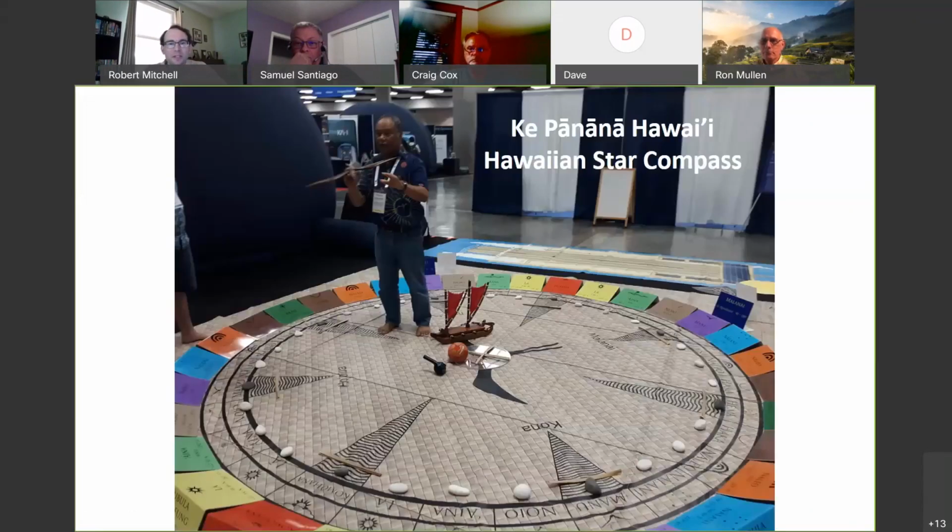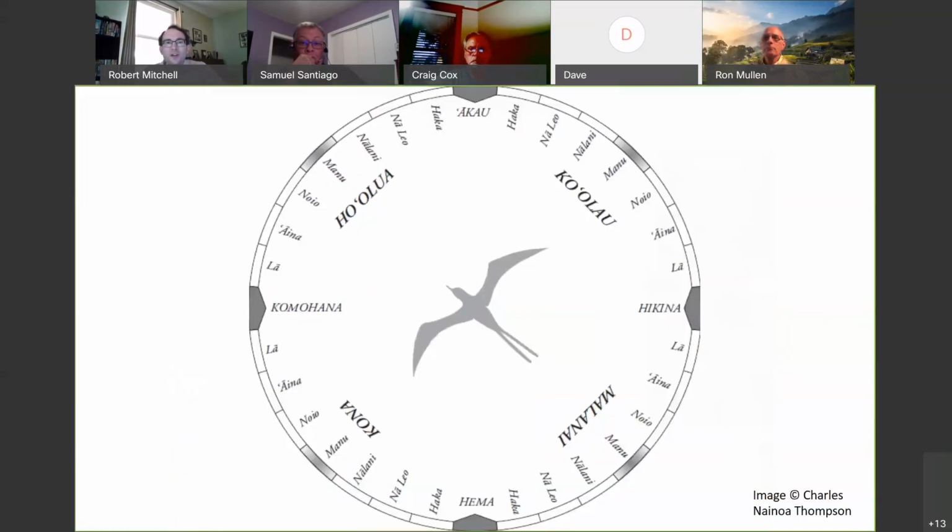And then the other big display they had at the meeting was this. This gentleman was demonstrating the Hawaiian star compass. So this is their version of a compass. And this is a graphic of what it looks like. So on this, Akau is the direction of north. Hikina is east. Hema is south, and Komohana is west.